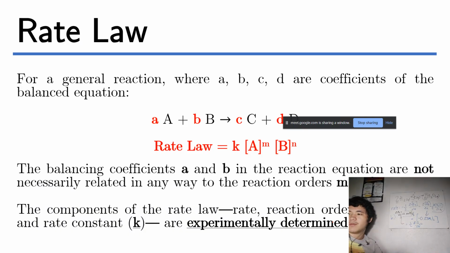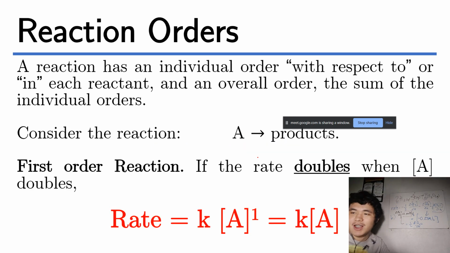Sige. Ito. The balancing coefficients, di ba kanina sa expressing ng reaction rates, balance coefficient siya nag-matter. Ito naman hindi. Kaiba siya. Yung tawag sa m and n ay reaction orders. We'll get into that later. Lahat ng mga components na to, itong k, m, and n, they don't depend on the balanced equation. They are experimentally determined. We'll see later kung bakit ganon. So, ano sabihin reaction order? Ang reaction, meron siyang order with respect to bawat reactant and an overall reaction order, which is the sum of the individual orders.